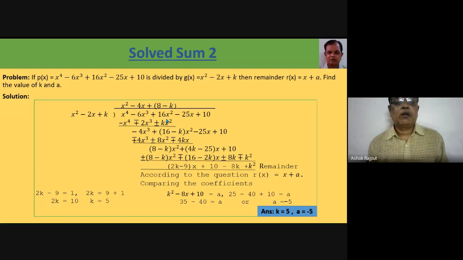Here it is 16 minus k. It is not possible to cancel, so we take x square as common in the bracket: 16 minus k. Then 25x plus 10. Now we compare the first term to the first term. It is greater by 1, so we multiply, and it is 4, so minus 4x.